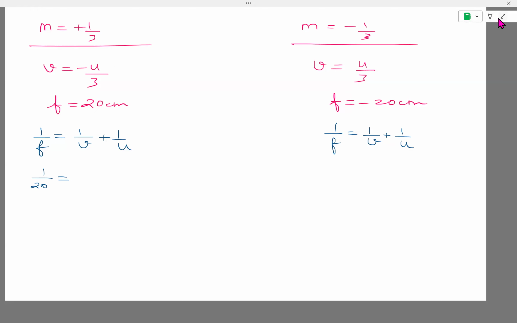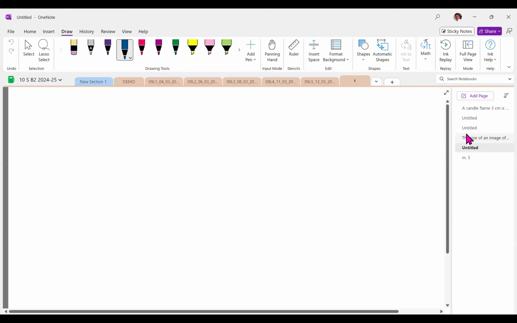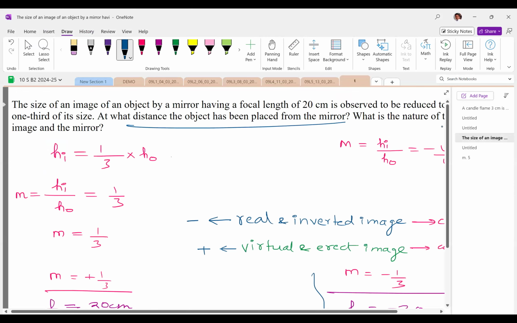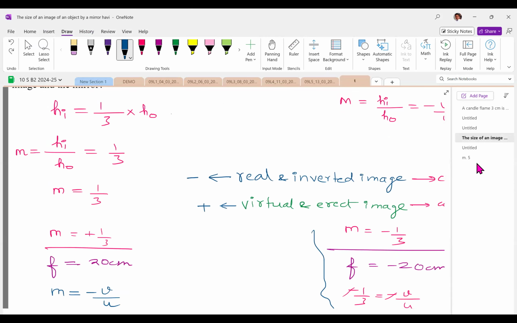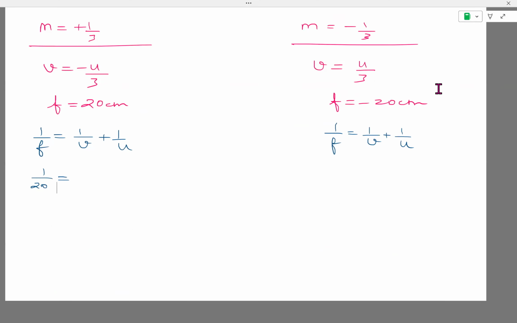See, we want to find where the object is, right? Correct or not? At what distance the object should be placed from the mirror, right? So basically what we will do now, because you need U, right? V we will replace by U because we want to find U only. So V I will replace by U. So minus U by 3 and plus U. Here also 1 by minus 20 is equal to, here it's just U by 3 plus 1 by U.